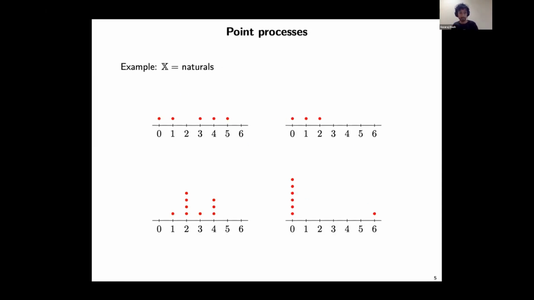I said point processes are random bags, and we can see that more clearly in this example on the naturals. So here are 4 draws from a point process on the naturals. And as you can see in the 3rd and 4th draws, you have overlapping points as well.